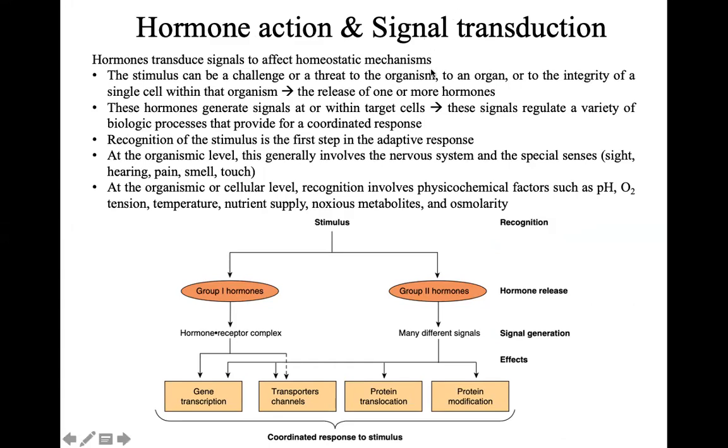The stimulus can be a challenge or threat to the organism, to an organ, or to the integrity of a single cell within that organism. For example, the body is being confused. You are producing insulin, and at the same time, you're producing very high glycogen. So how do you want to handle the glucose level in your blood?